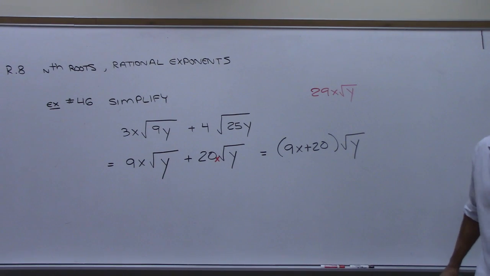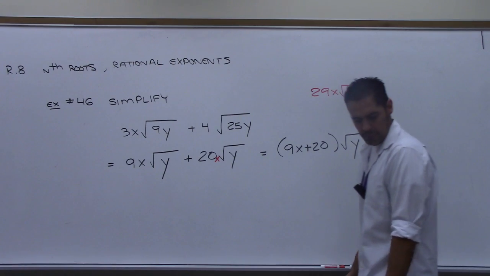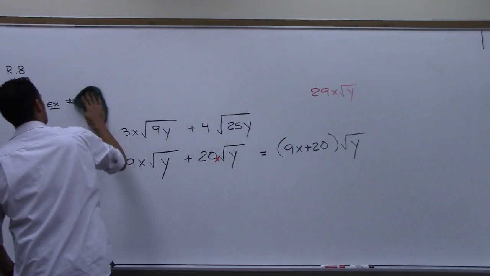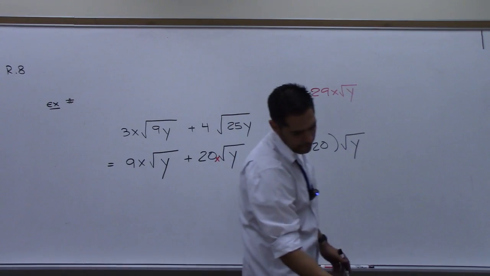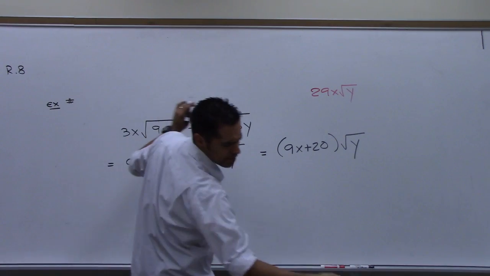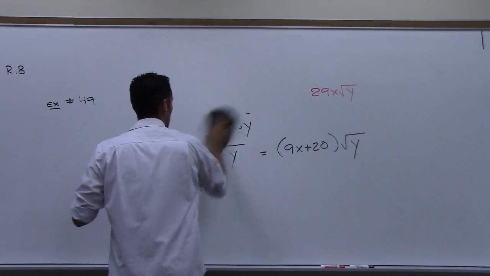All right. Let's look at this. Simplify. What number was that? Number 49. Simplify.